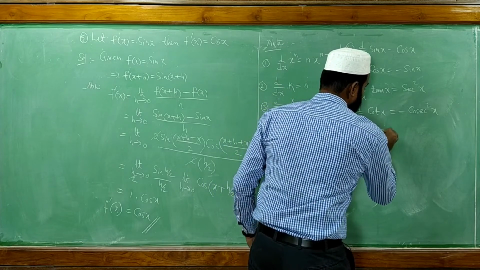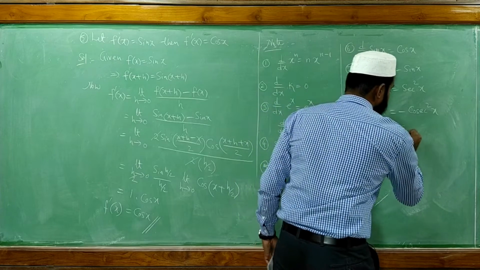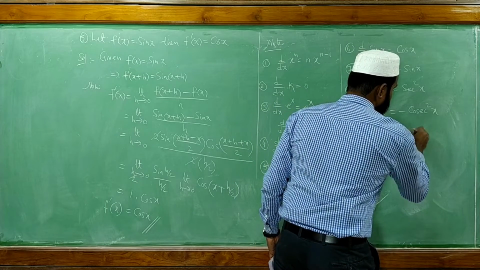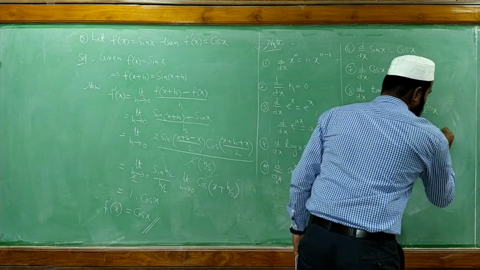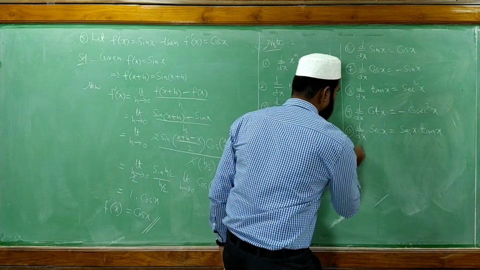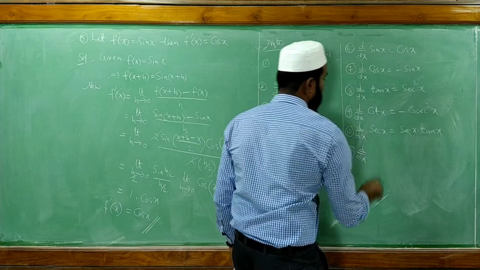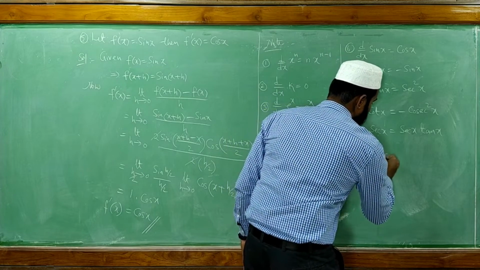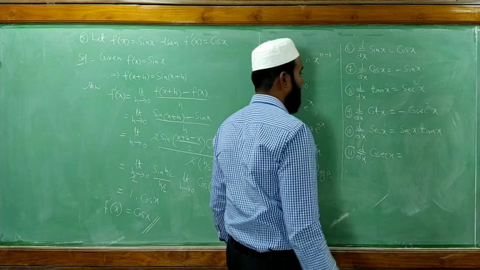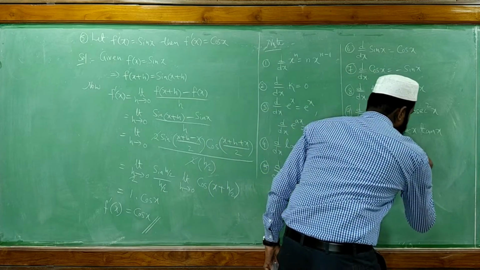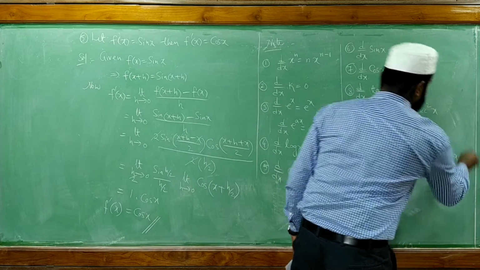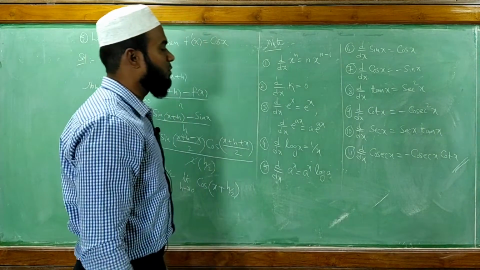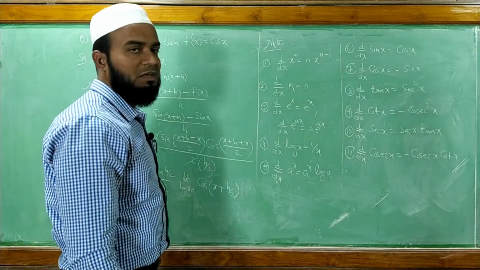Next, derivative of sec x, secant x, is nothing but secant x tan x. Next, d by dx of cosecant x is nothing but minus cosec x cot x, right? So these are the few basic formulae that we will be using very frequently.